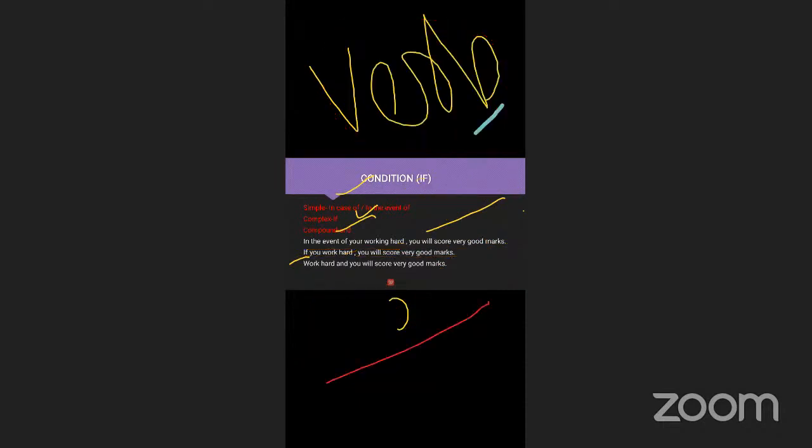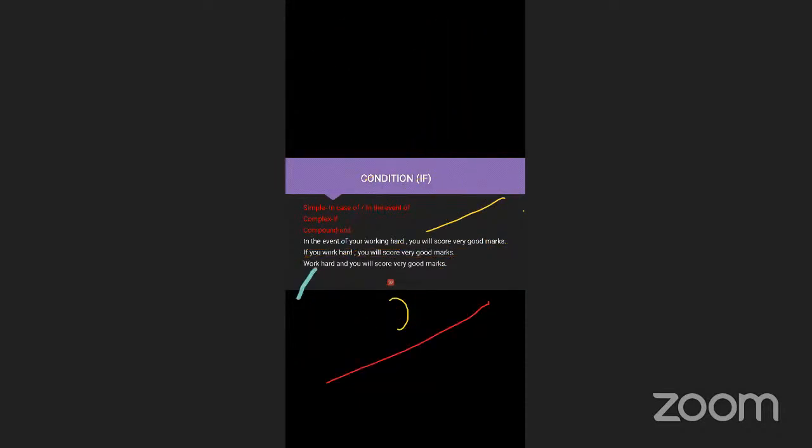What we discussed here is the if clause, how to change if conditions into simple, compound and complex forms. For this purpose, we use two phrases in a simple sentence: in case of or in the event of. In a complex sentence, we can use if. In a compound sentence, we can use and.